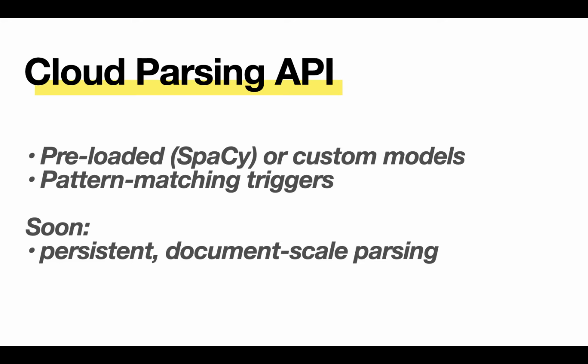NLUDB's parser comes preloaded with SpaCy. We support external custom models and also triggers. We use SpaCy's matching framework as a base. Let's say that you wanted to automatically trigger a follow-up request email anytime a salesperson says in a conference call they need to check with the engineering team.